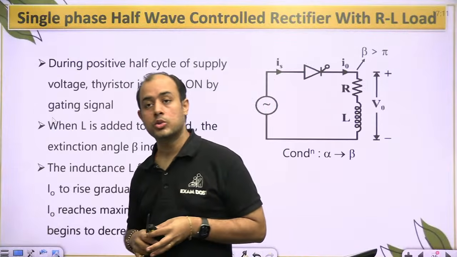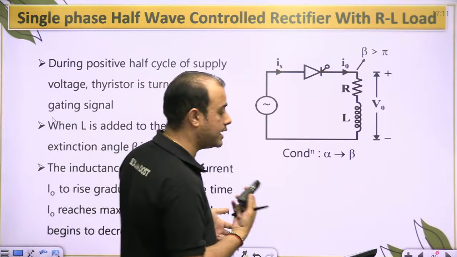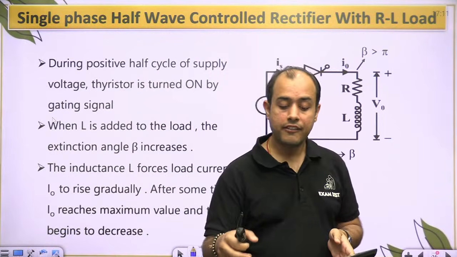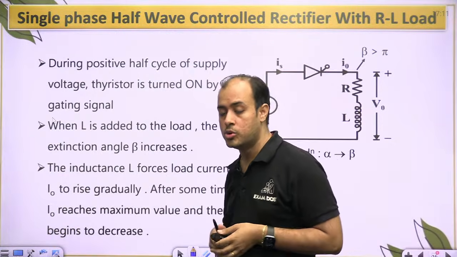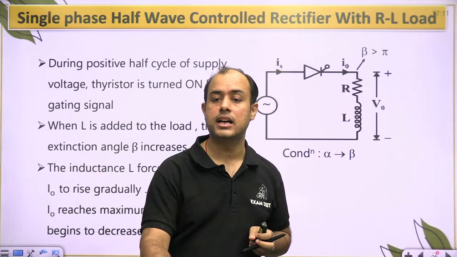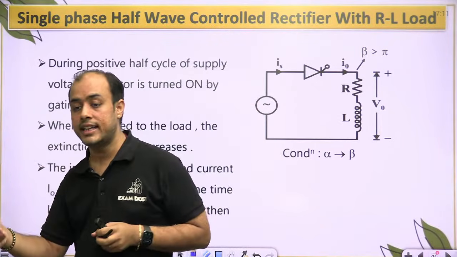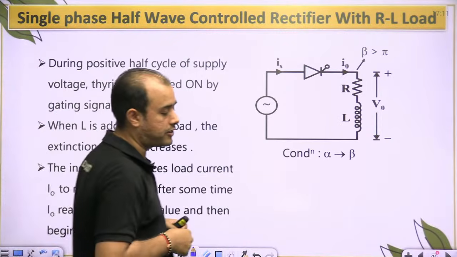Now I will go to the RL load. Now beta, in the R load conduction goes up to pi. When we are introducing an inductor, what will inductor do? Inductor increases the extinction angle. So conduction will continue after pi.